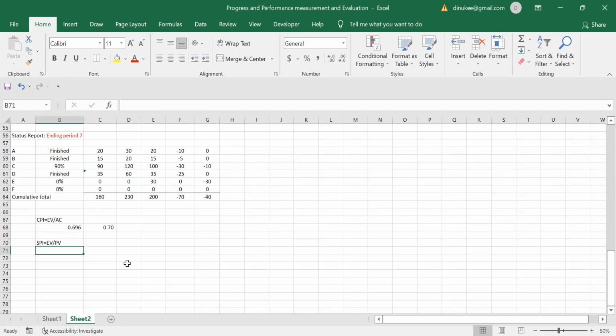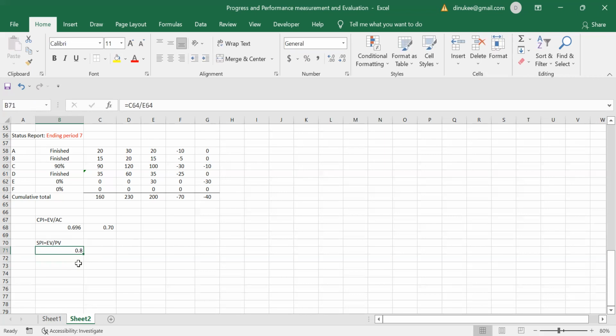So, the earned value, what is the earned value at the end of the 7th period? We are doing all these calculations taking the 7th period as the ending period, right? So for the Schedule Performance Index at period 7, what is the earned value? The earned value is 160 divided by the planned value. So the planned value is what? 200. So what is the value we are getting? 0.8. That means, what is the explanation that you can give?